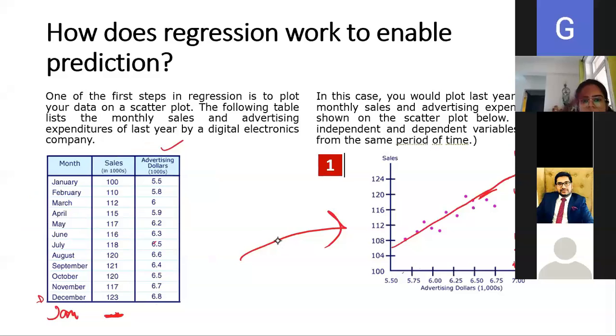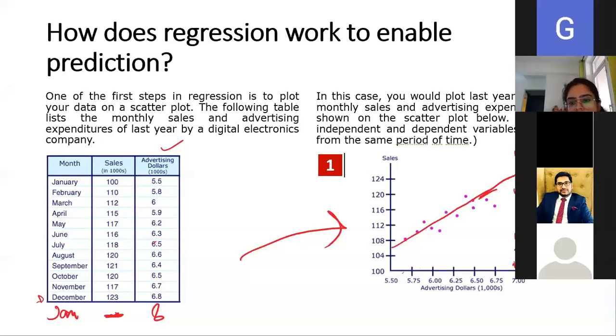I already had this data that one year in January I spent this much advertisement dollars, for example in 2019 I spent these many dollars on advertisement and my sales were this. This data I already have for 2019. Now for 2020, I want to check what is going to be my sales if I spend say $8,000 on my advertisement. This I can do through regression.